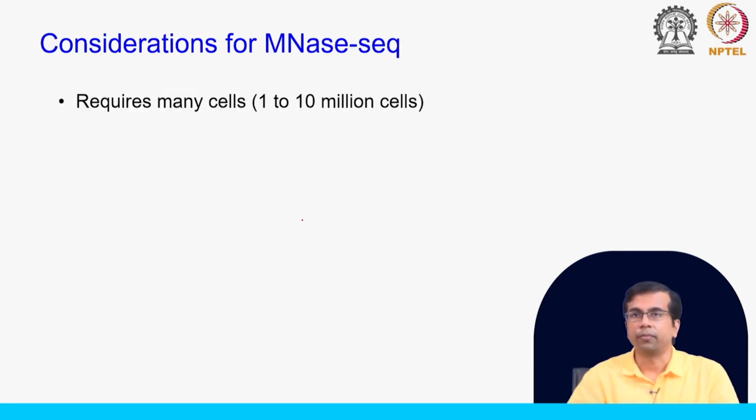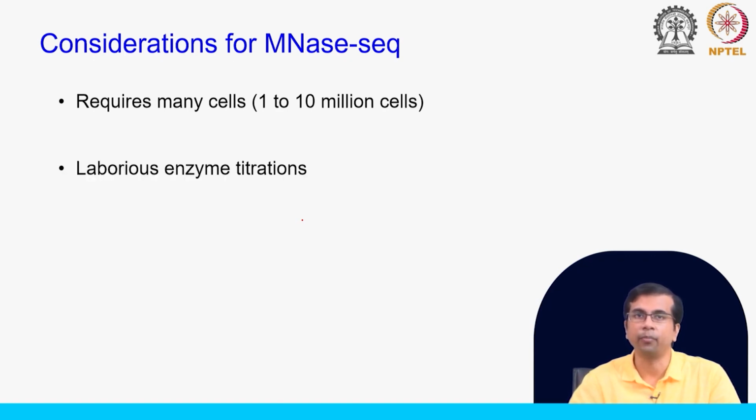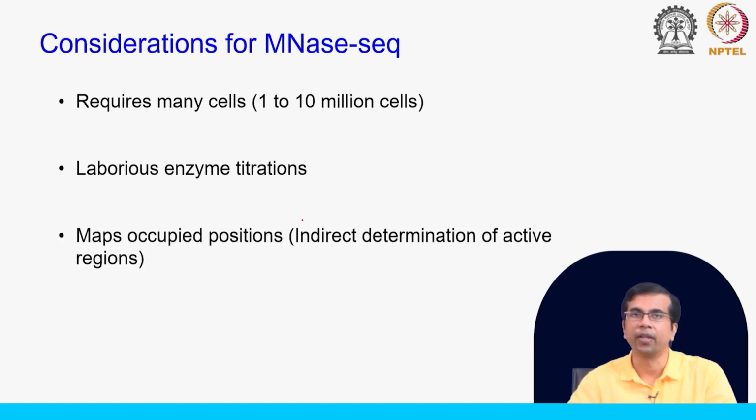Okay. So, some considerations for MNase-seq is that it requires many cells. We need about 1 to 10 million cells, that is quite a high number. You need to titrate this process very carefully, how much enzyme you will add, how long you will incubate. All these things are very tedious, because with wrong enzyme concentrations or really long MNase digestions, some nucleosomes, it has been shown, are also sensitive to MNase digestion. So, even these nucleosome bound regions will be digested by MNase. Okay. So, there are some MNase sensitive nucleosomes. So, you have to titrate this very carefully.